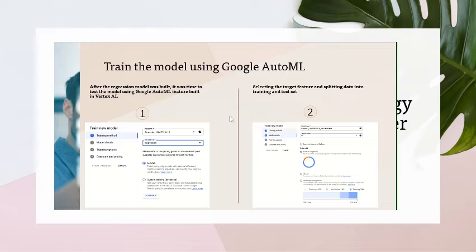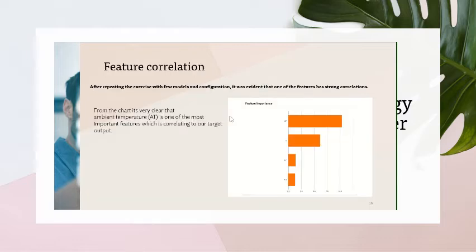So what I did was I tried this combination of the configuration a couple of times to see the strong correlation between one of my input features. After this, it was very evident that the column AT, the ambient temperature, is one of the most important features when it comes to correlating with the target output.